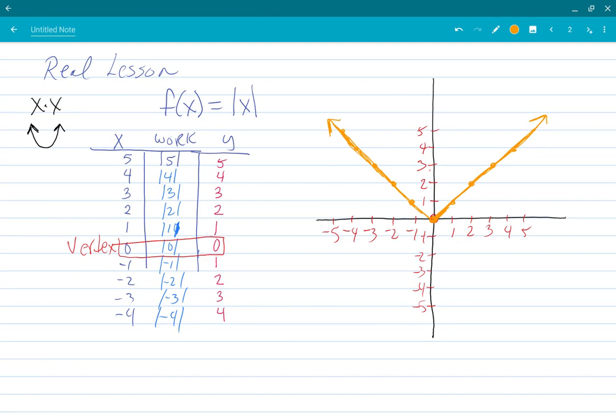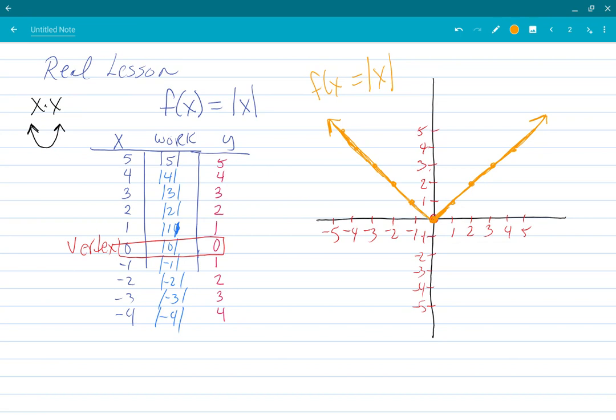There you go. So this is the shape of the absolute value of x. You could put a y or f of x, whatever. Actually, I'd rather put f of x. Let's do that. It's the same thing. So this is the shape. The shape is a perfect V shape, really sharp.